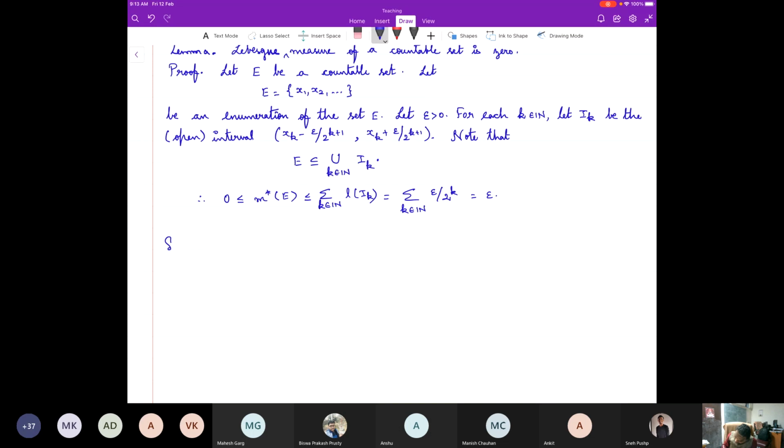So since epsilon greater than 0 is arbitrary, it follows that m star of E is equal to 0. Fine. So this is one of the common tricks that we are going to use again and again in many places. This epsilon trick.